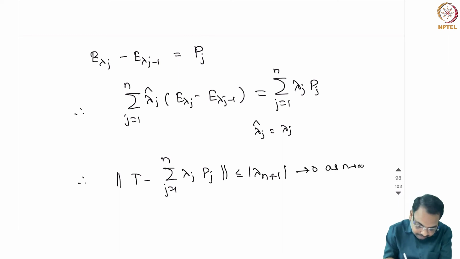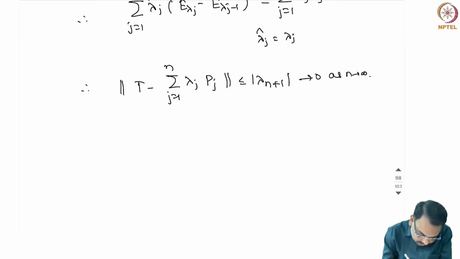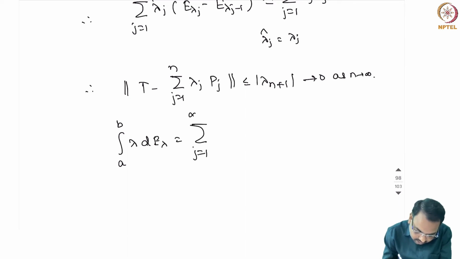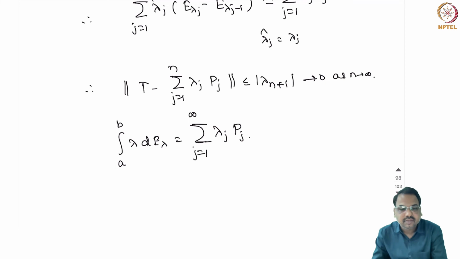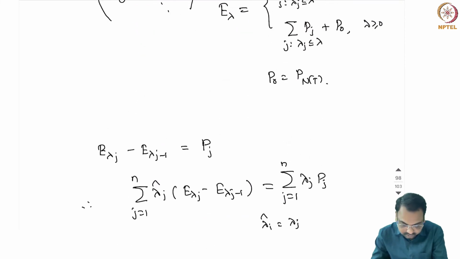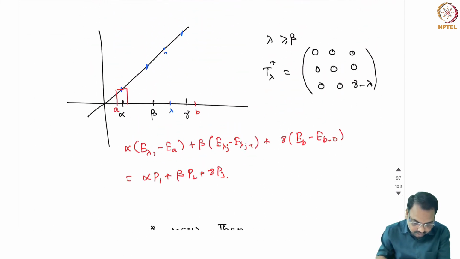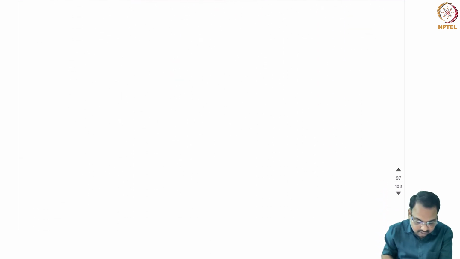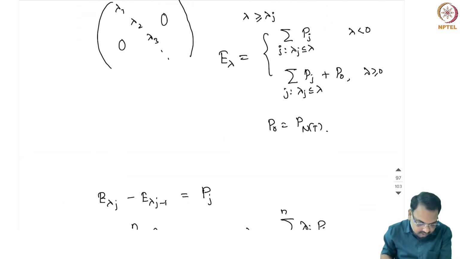That means T is nothing but the integral from a to b of lambda d e lambda, and in this case T is nothing but the summation j equal to 1 to infinity of lambda j pj. So this is the representation of T. Okay. Let us look at the continuous version of this example, namely the multiplication operator.